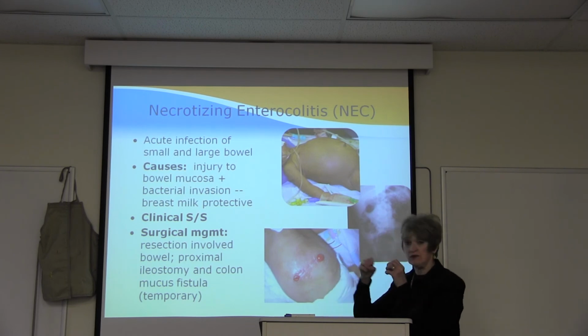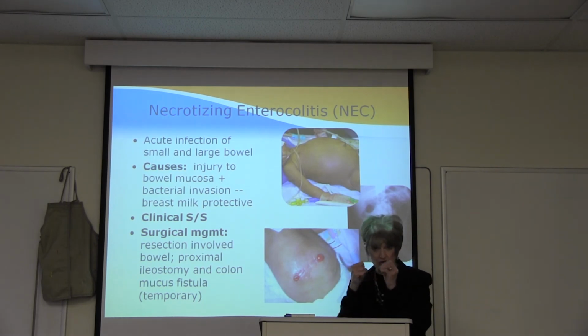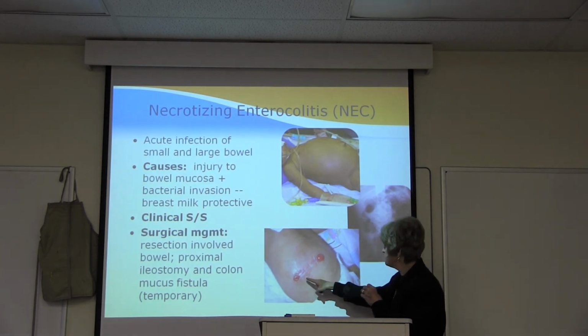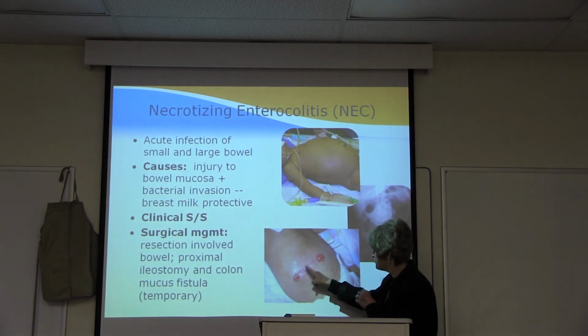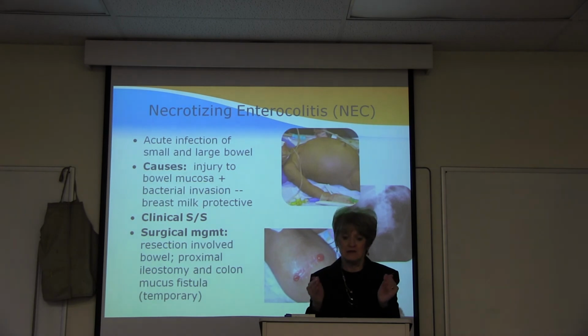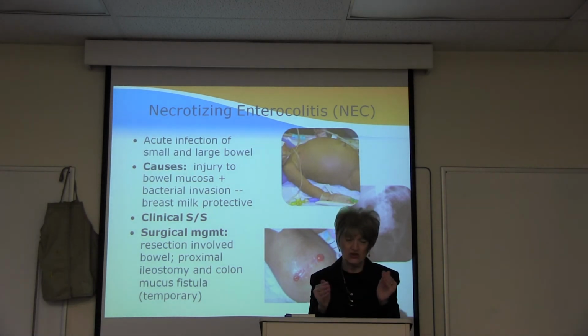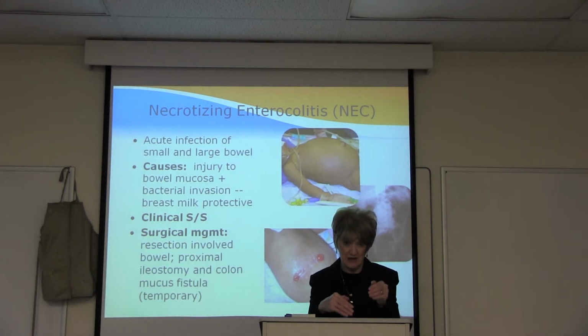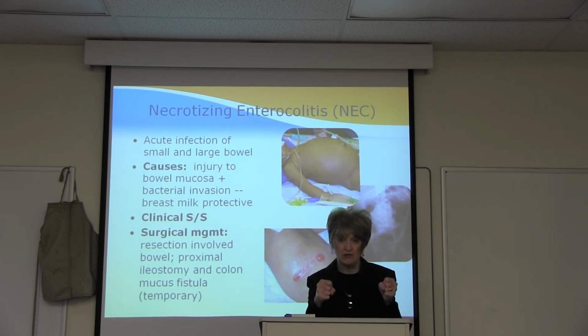Now, some surgeons put them side by side and they're pouched in one pouching system, and other surgeons separate them so you can pouch the proximal and dress the distal. But that will probably be a test question. What would you expect to be done for an infant with necrotizing enterocolitis? Resection of the necrotic bowel, a functional proximal ileostomy, a distal colon mucus fistula.